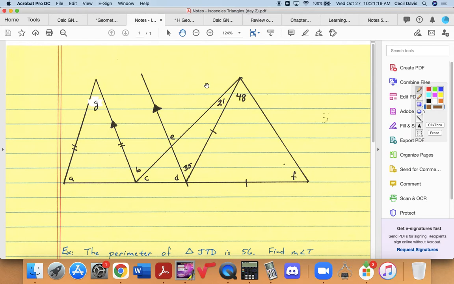What do we know about the base angles? They're congruent to one another. The base angles are congruent to each other. Those are the three things we're going to be using on these problems. Okay? So let's take a look.